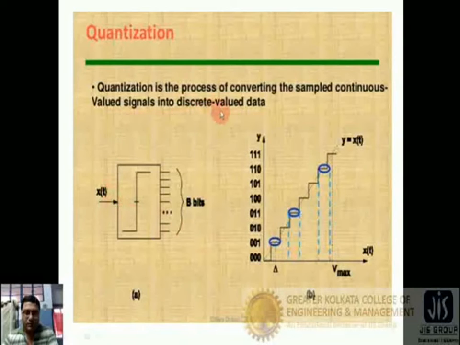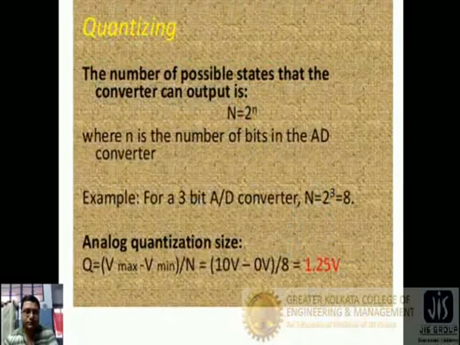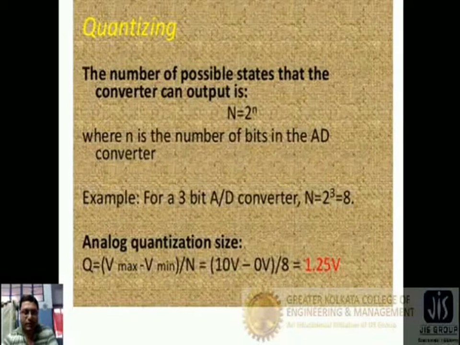The number of possible states the converter can output is N equal to 2 to the power n, where n is the number of bits in the analog to digital converter. Example: for a 3-bit analog to digital converter, there are N equal to 2 to the power 3, that means 8 states. The analog quantization size Q equals (Vmax minus Vmin) divided by N. This is the step size for converting from analog to digital.